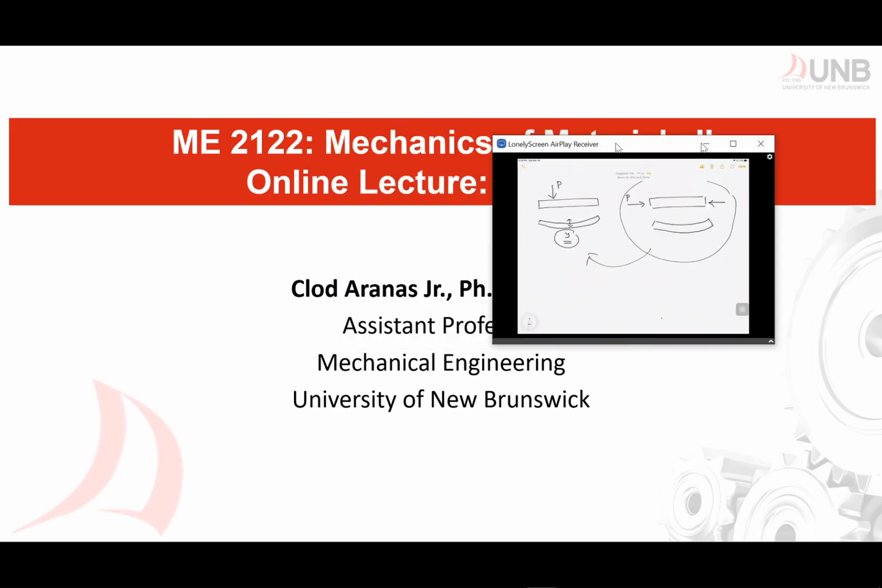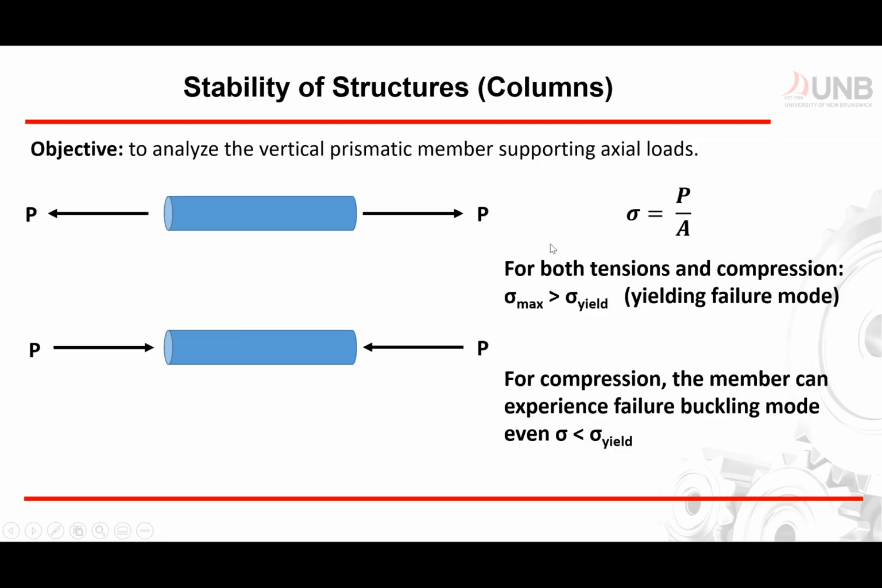Okay. So for this chapter, the ultimate goal is to analyze vertical prismatic members supporting axial loads. What do you mean by axial loads? So let's say we have a long cylindrical sample, which is the blue image here, and we apply a force P, so we pull it at both ends. So we are applying a tensile load. We can first calculate the stress acting on this sample. So its stress is equal to your force divided by your area, and then you will have a certain value.